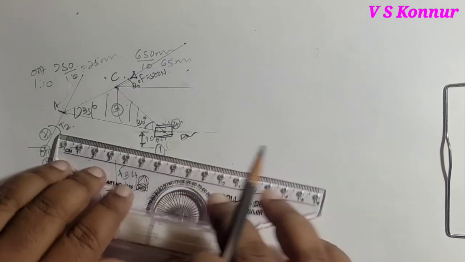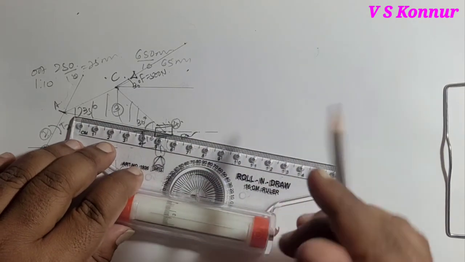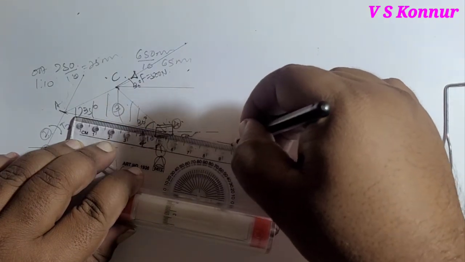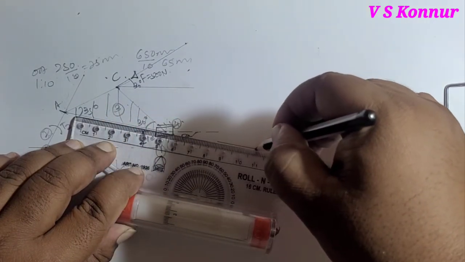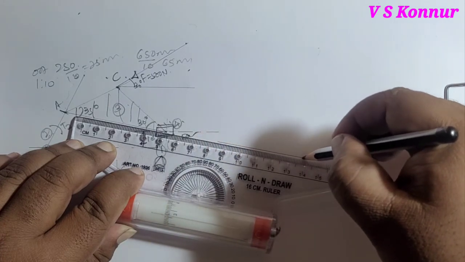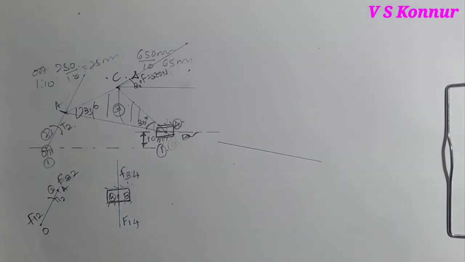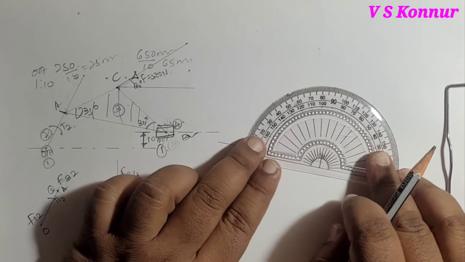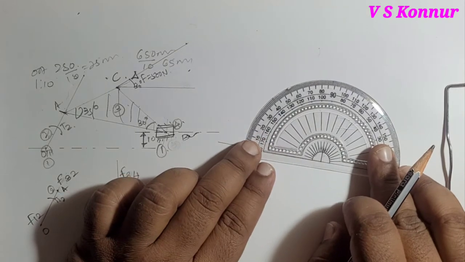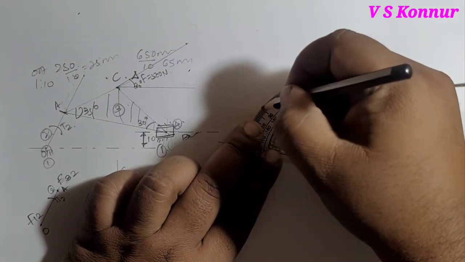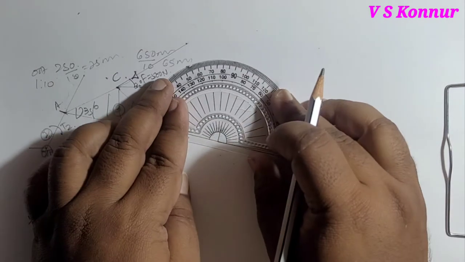Now once again you have to draw this. So we'll draw here. 65 mm I have drawn, and then we'll take angle. Once again you have to construct the same. From this point it is 30 degree, and from this point it is 35 degree.